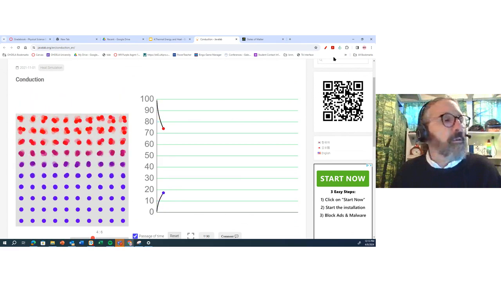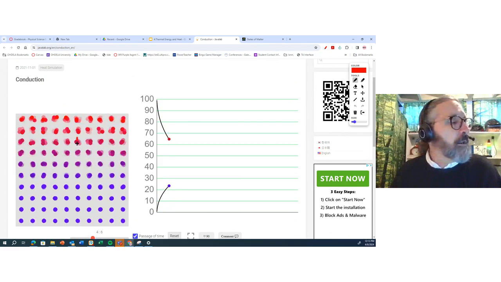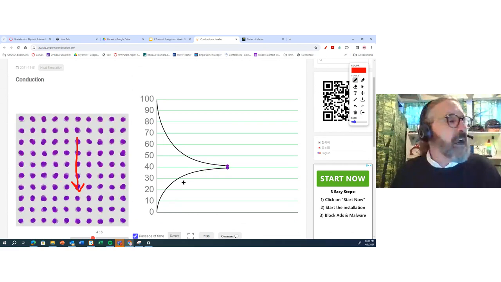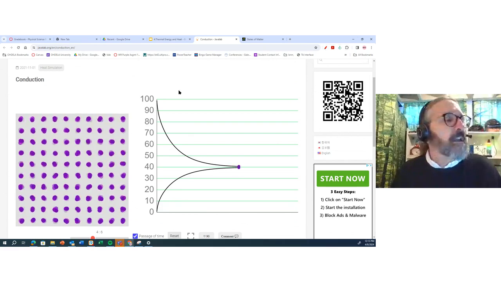So remember, the warmer goes to the colder. It looks like we're going to end up at 40. So we have 100 degrees and 0 degrees, but the material we don't have near as much. We get 40.